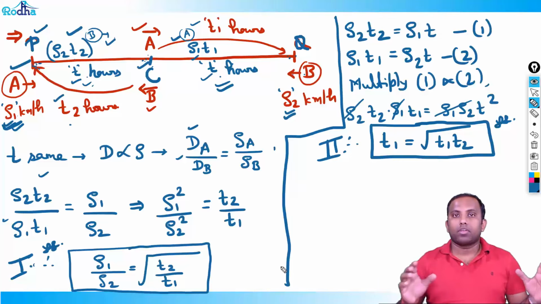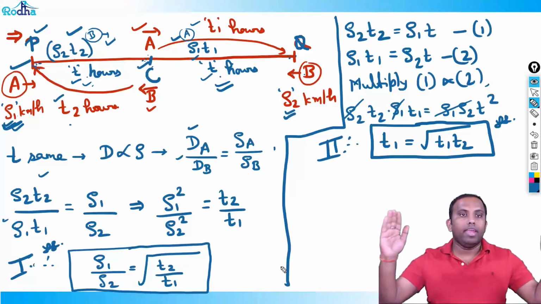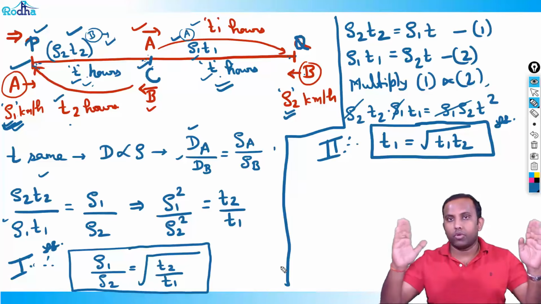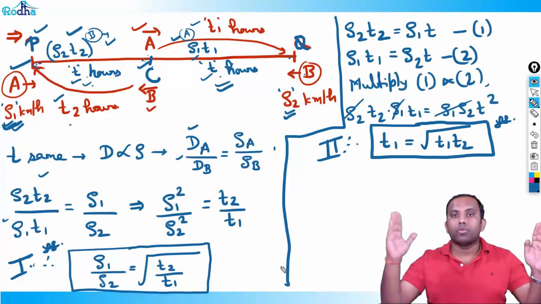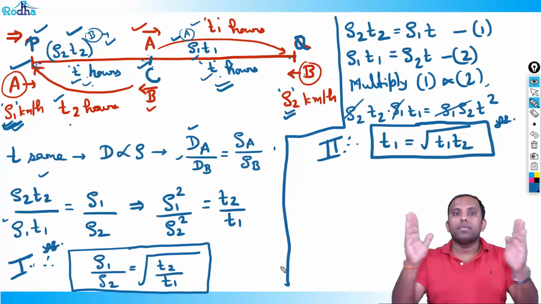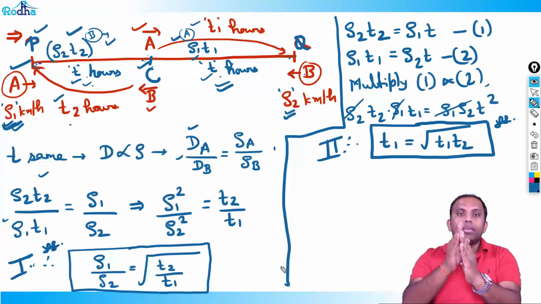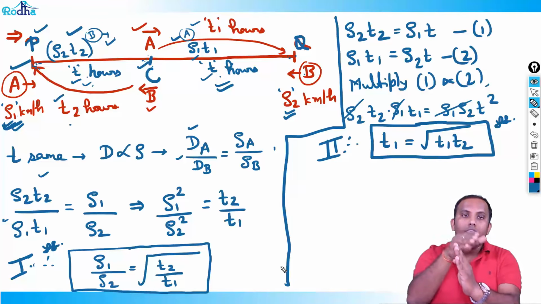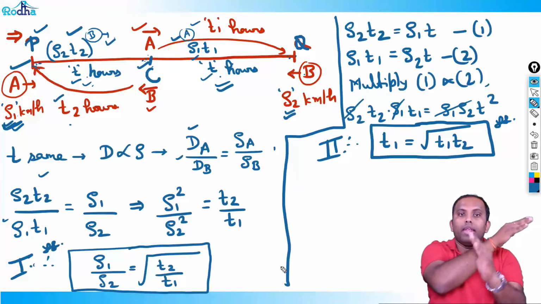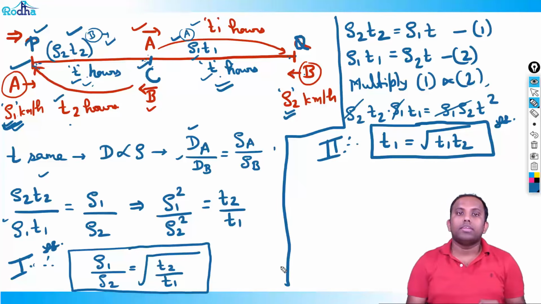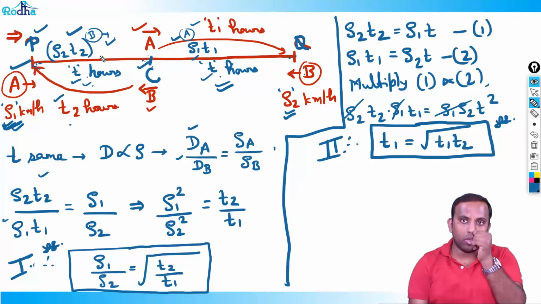Again, just what is the scenario? Two opposite points are P and Q. This is left side P, right side Q. A started from P, B started from Q. After T hours, they meet at C. After that, B takes T2 hours to reach P, and A takes T1 hours to reach Q. So that distance is in terms of S1 and T1 and S2 and T2.